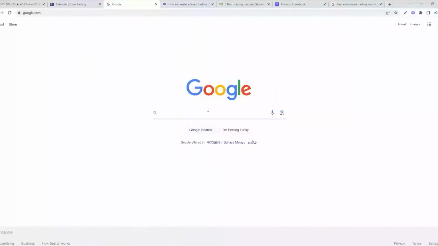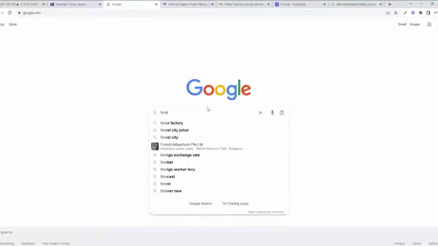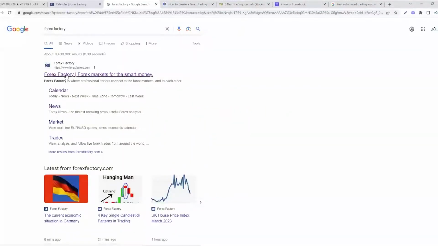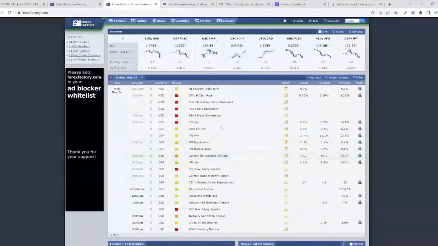Okay, so let's just go. I'll just Google Forex Factory. Okay, sorry. Forex Factory. Right. I'll just click on that. It will usually be the first result on the page. Okay, so click on Forex Factory. It brings you here. If it doesn't bring you here, just look out for this icon here, calendar, right? But generally, it should always bring you here.